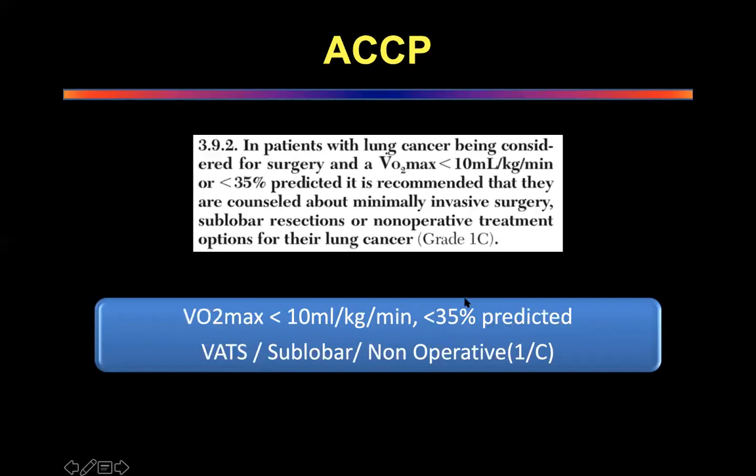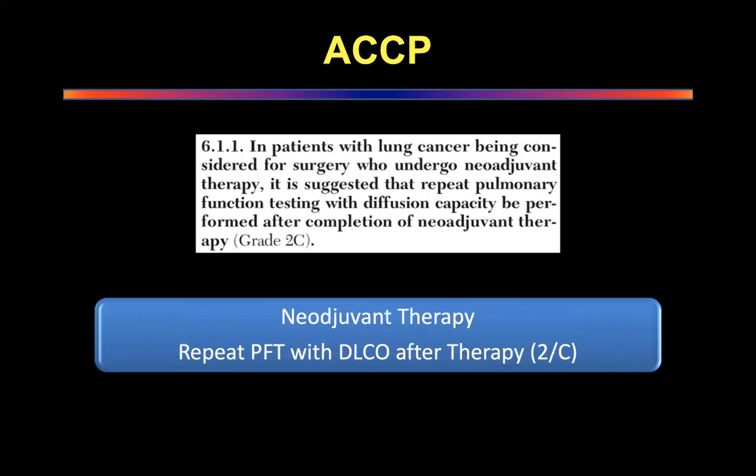VO2 max less than 35% predicted, you should not operate. Preferably, you should not operate. If you can avoid it, you should avoid it. If you have to do it, you have to do a sublobar resection, and you must do it by VATS. So it's very, very clear about it. This is again the first time that minimally invasive surgery is appearing in the guidelines.